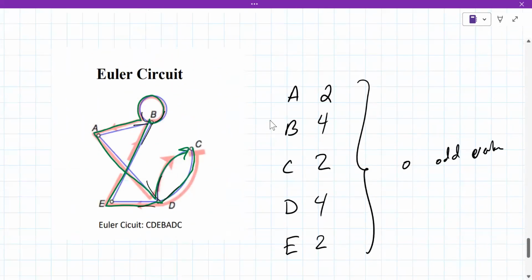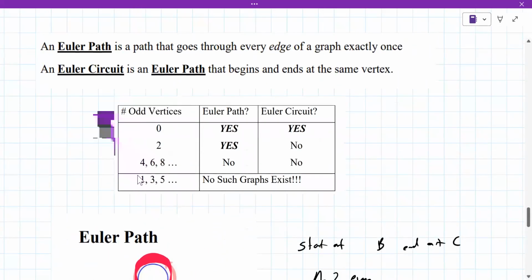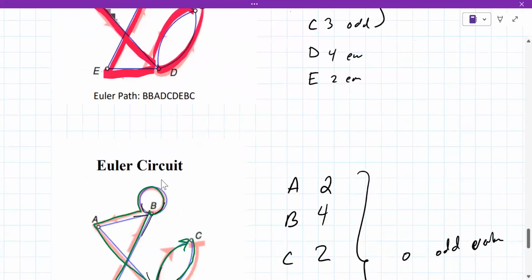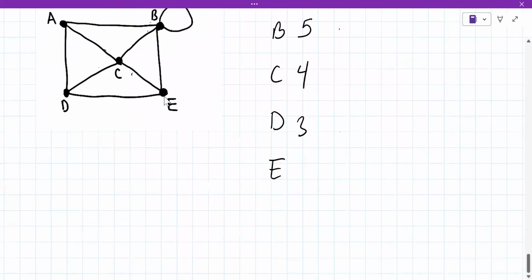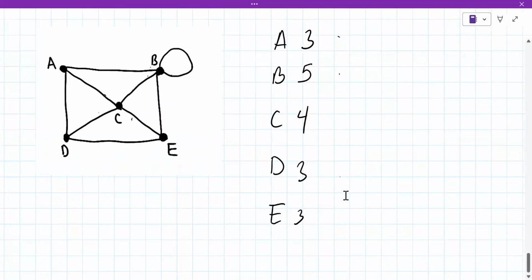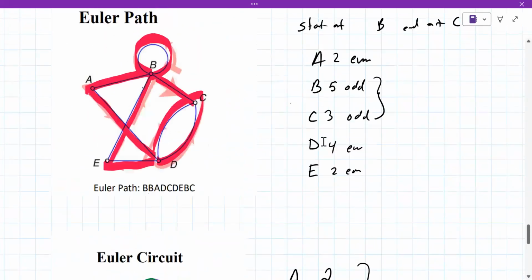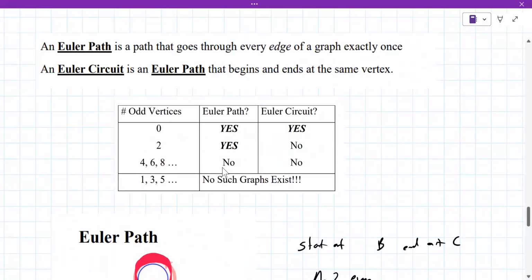And if we go back to our table, I know we're scrolling. If it has 1, 3, or 5 odd vertices, it's not possible. So we're not looking pretty good. Let's keep going. E has 3 coming out, so that's 4 odd. So 4 odd, you go back to your chart here and you're like, okay, it's not an Euler path, it's not an Euler circuit.